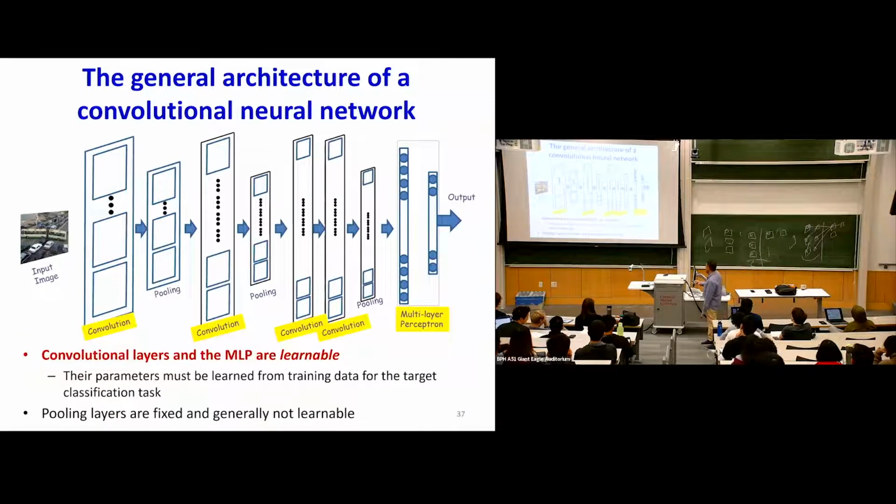So here are all of the layers, and only these highlighted convolutional layers have learnable parameters. The pooling layers are fixed. They're just picking a max. There's nothing to learn.